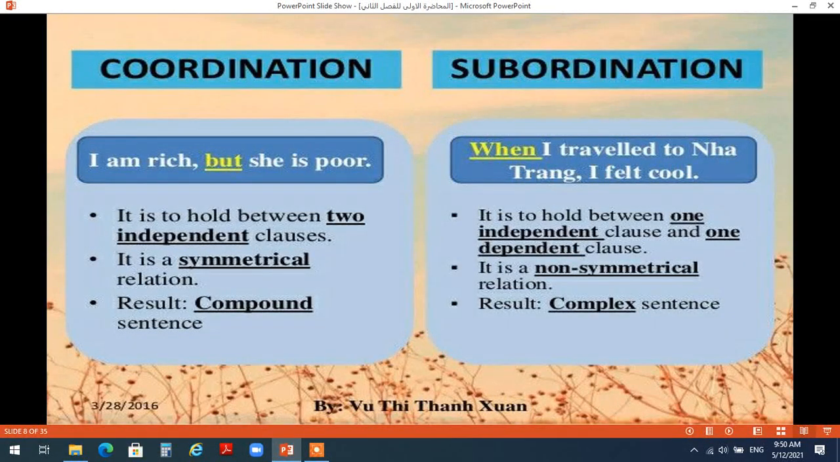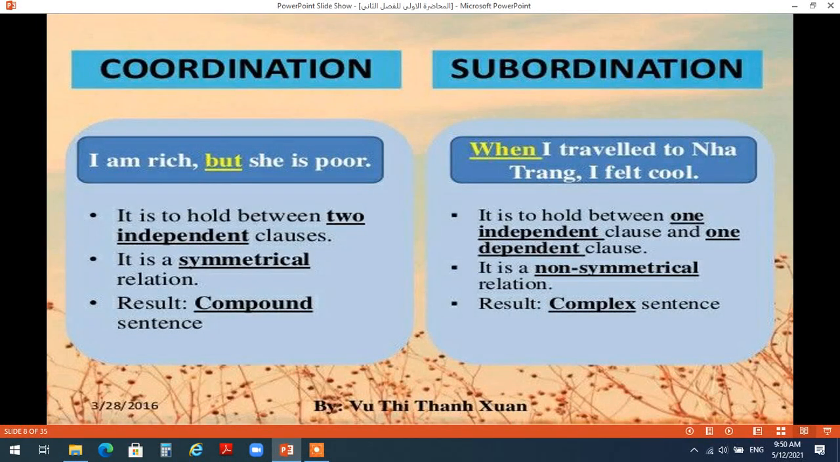كما نلاحظ هنا it is to hold between one independent clause and one dependent clause. إذن في هذه الحالة حين نستخدم subordinator راح بالنتيجة يكون عندي إحدى العبارتين راح تبقى عبارة مستقلة. طبعا العبارة المستقلة هنا هي العبارة اللي لا تبدأ بأداة الربط. يعني I felt cool هنا هو راح يكون ال independent clause. أما فيما يخص the other clause when I traveled to Nha Trang، فما دام هو يبدأ بالsubordinator اللي هي كلمة when، إذن راح يكون هذا هو أو هذه هي العبارة التابعة غير المستقلة.